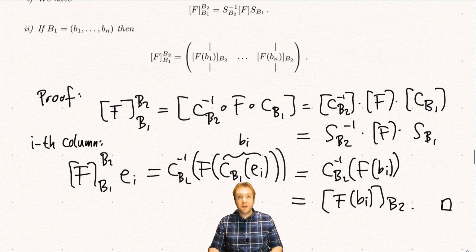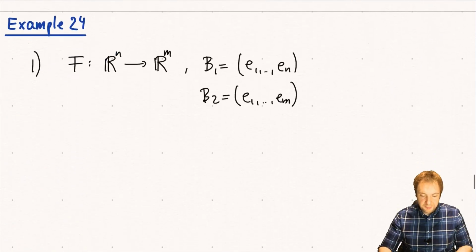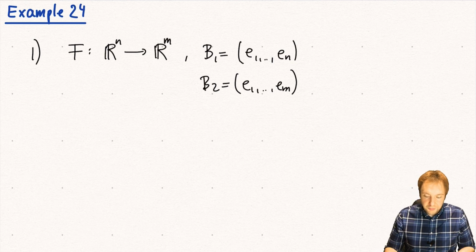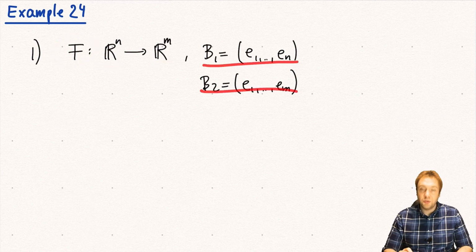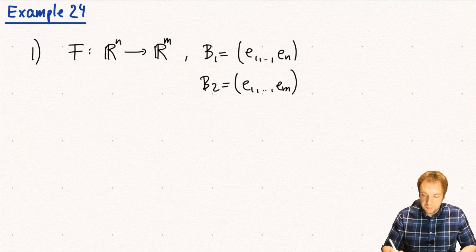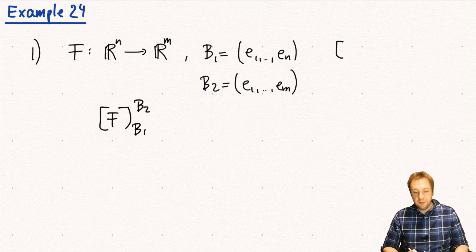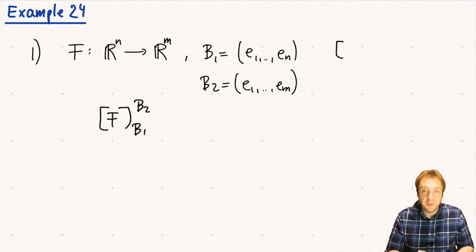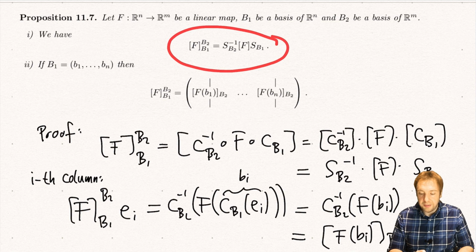Okay, but now let's do some examples to make these notations a little bit clearer. So this is example 24. First, let's take a linear map F from Rn to Rm, and now choose in both sides the standard basis. Then first, what we want to see is the matrix of F with respect to the basis B1 and B2. Well, we saw that we can calculate it like this here.